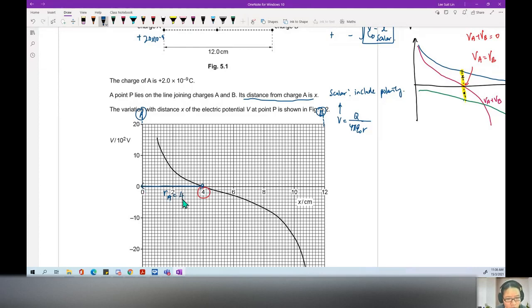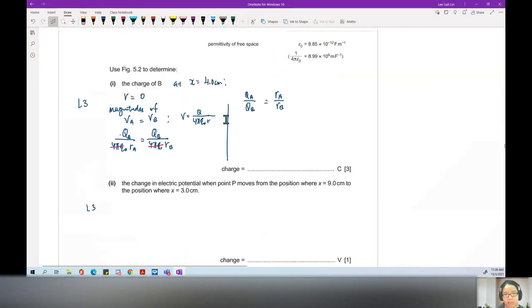cm. So RA is 4 cm and RB is 8 cm. Very good, they give you numbers, so it's not as hard as we thought. RA is 4 and RB is 12 minus 4, or 8 cm. No need to convert, they have the same unit, so they cancel off. We are looking for QB.